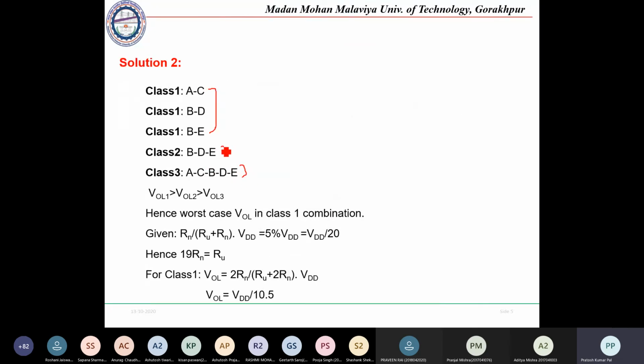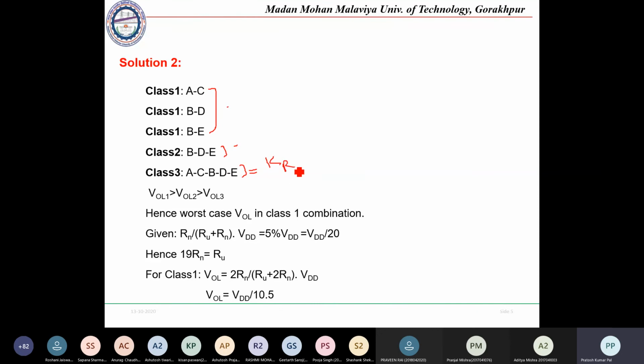So it has been observed, as in the previous analysis we have seen, that the VOL value will be maximum in the first case, because only two transistors are on at the same time. But in the second and third cases, it will be reduced further. So here it will be high, here it will be low, and here it will be the lowest, because more transistors are on. So more transistors will be affecting the KR value.